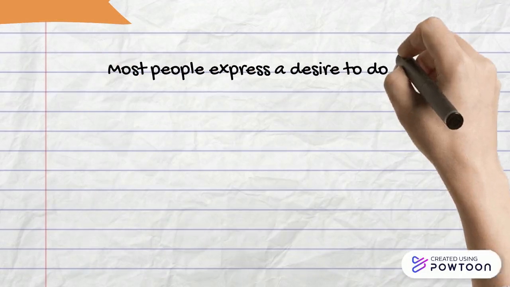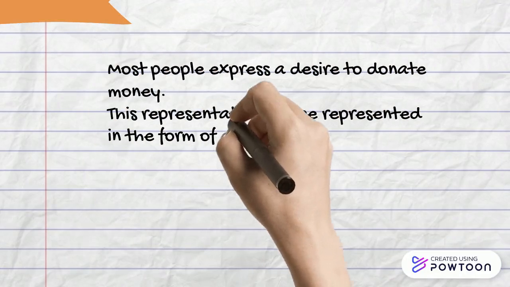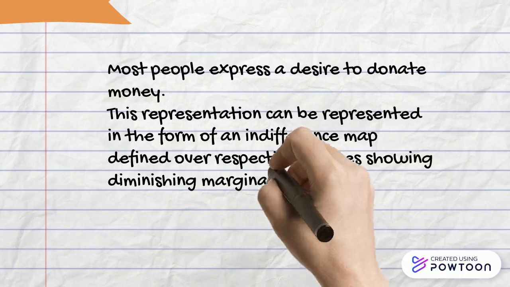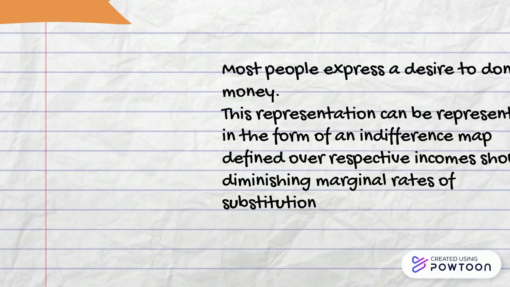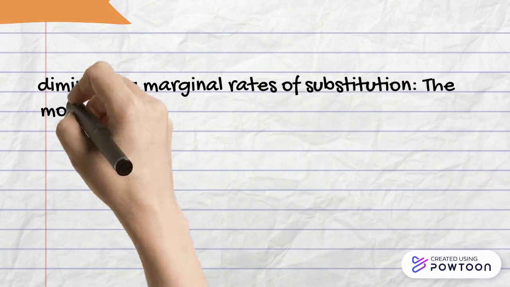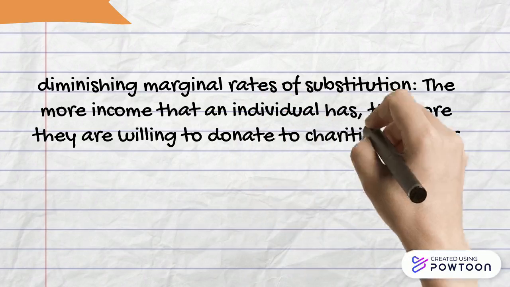Most people express a desire to give money, and it's something a large proportion of people do. This representation of the present aim standards can be represented in the form of an indifference map defined over respective incomes showing diminishing marginal rates of substitution, which means that the more income an individual has, the more they are willing to donate to charities in order to reduce income inequality.